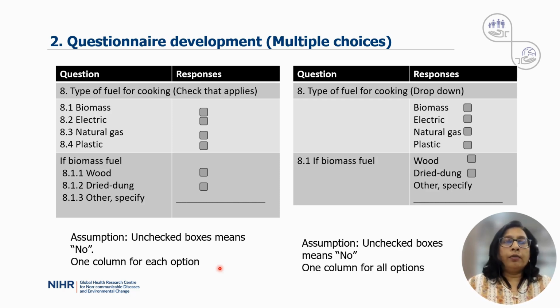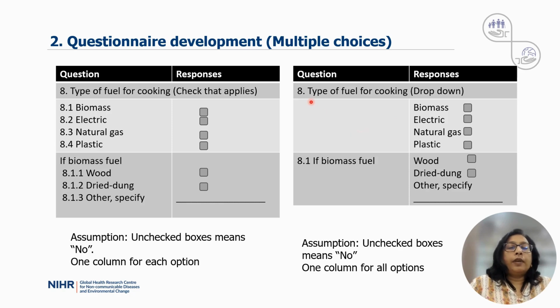One column for biomass with an answer yes or no, electric yes or no, natural gas yes or no, plastic yes or no, which means your question number 8 has 4 columns. Your question number 8 in the second method will have just one column, and all the responses will be dumped into one column, which typically makes it unanalyzable, which I will explain to you more when we meet in our live session.